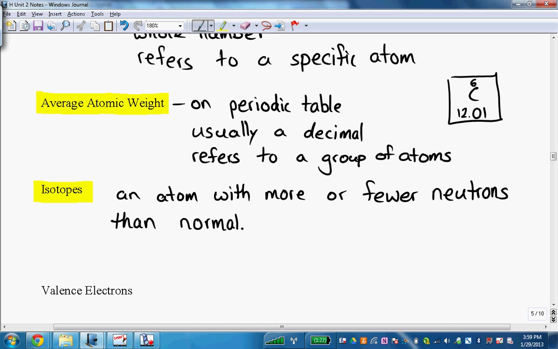Now, how do you know what's normal? You look at the average. Average is another word for normal. So if I have a carbon atom that weighs 12, I look at carbon's weight of 12.01, I round it to the nearest whole number, that's 12, and so I probably have a normal carbon atom with a normal amount of neutrons. If I have a carbon that's anything different than 12, I would call that an isotope.